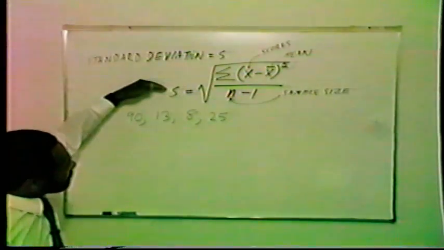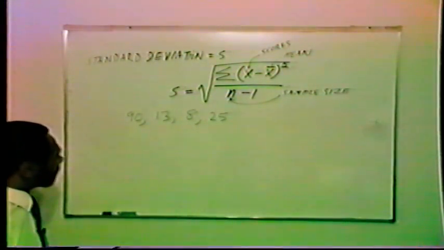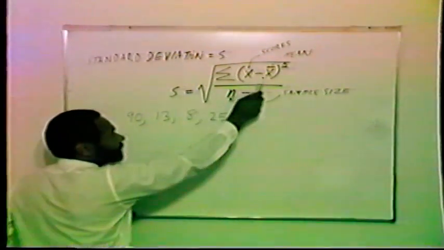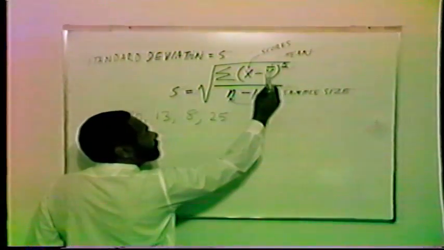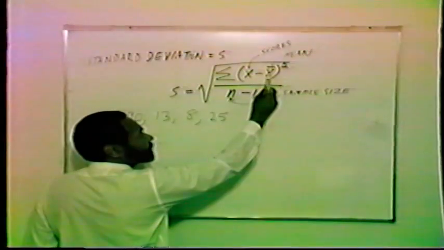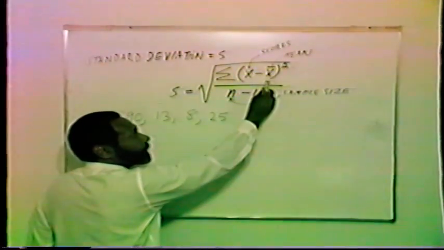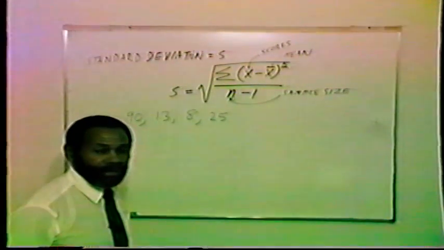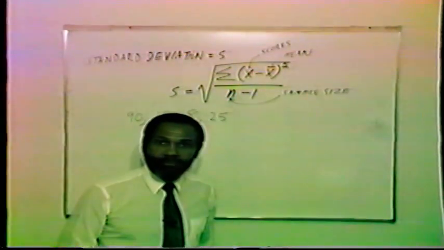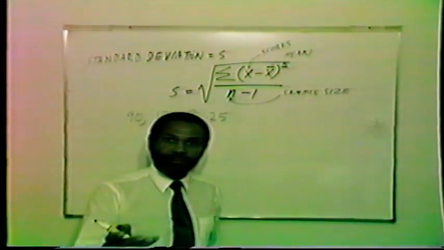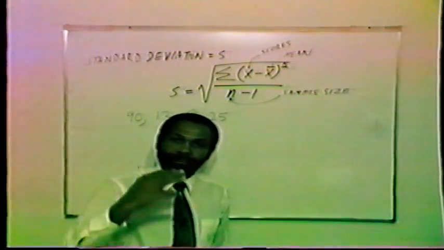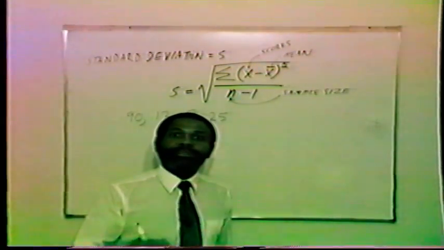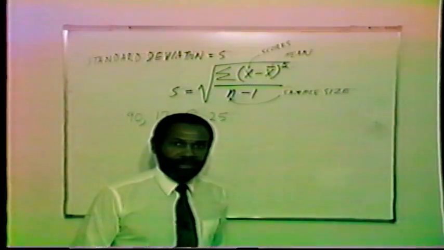And of course, she would use the formula that we have here. Now, when you look at the formula, you see that we have x bar, which represents the mean. So you have to find the mean before you can find the standard deviation. You must find the mean first. Of course, you already know how to find the mean. You add up all the numbers and you divide by how many. That's how you get the mean.